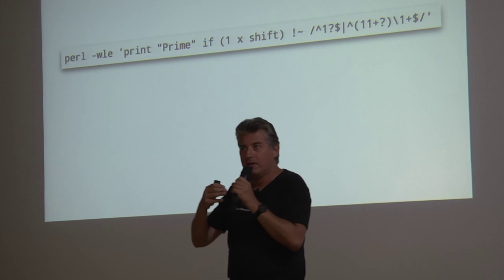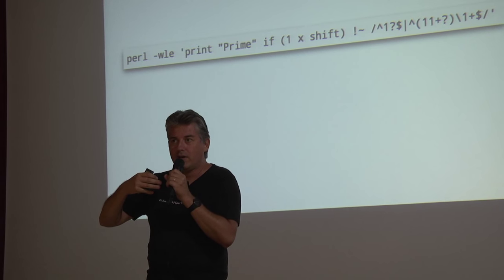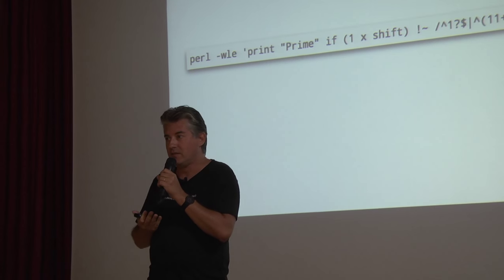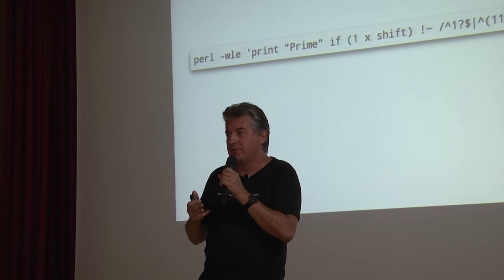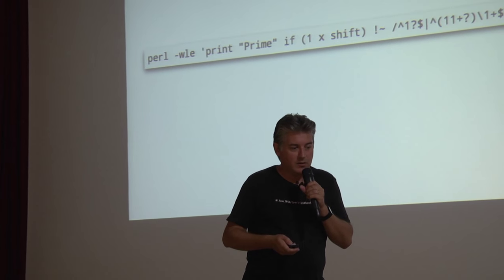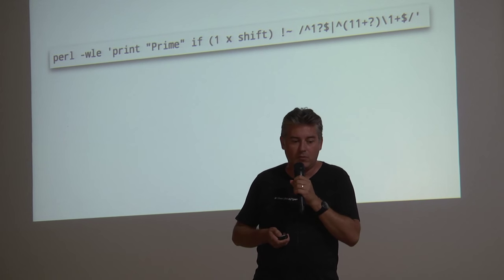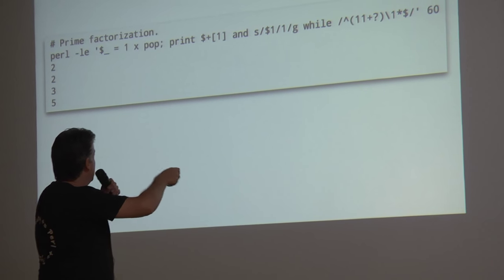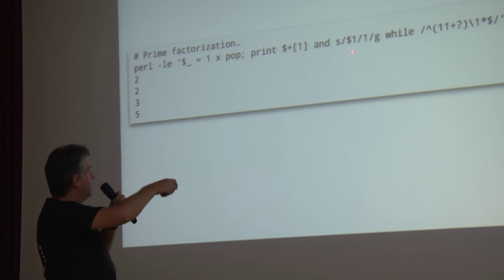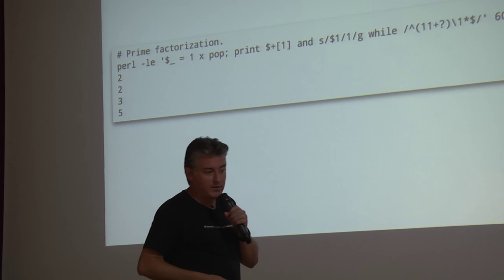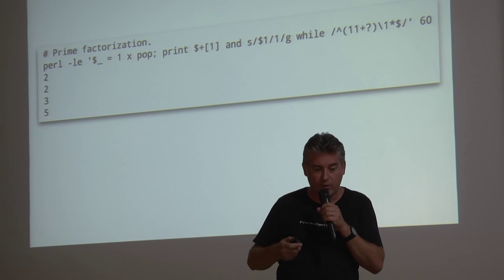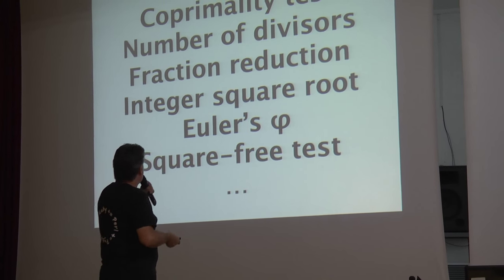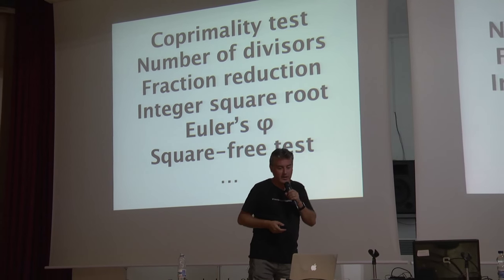You know, that's the lateral thinking. We are thinking about a problem that could put you in a numerical mindset, typically, using string operations. And putting those observations together, you get a prime factorization. So doing a substitution here, you are dividing effectively. So that's prime factorization, and I wanted to explore this more. So I wrote one-liners for all these things: coprimality, number of divisors, fraction reduction, Euler's phi, square-free test, and a bunch of other things.